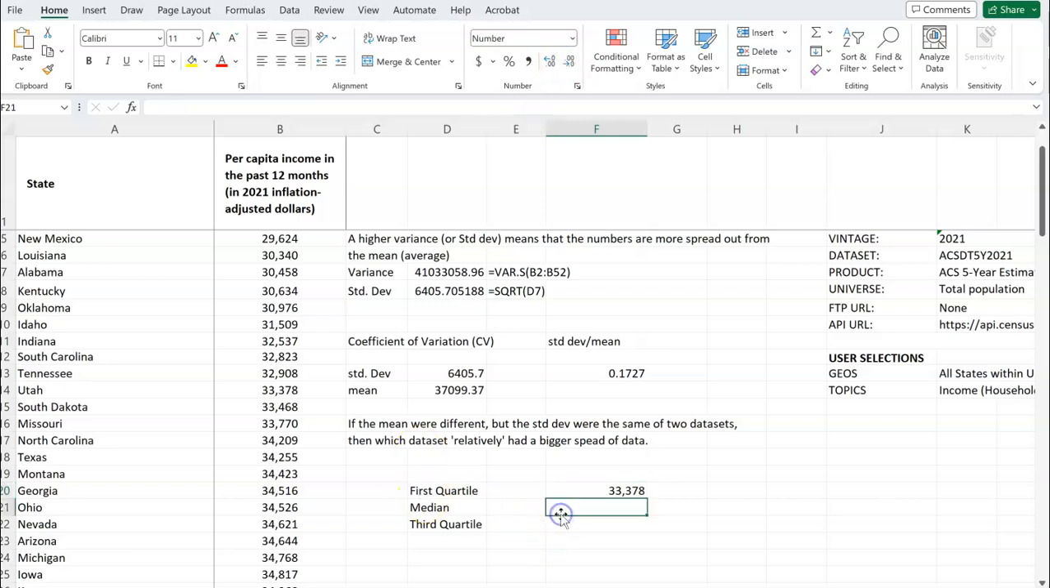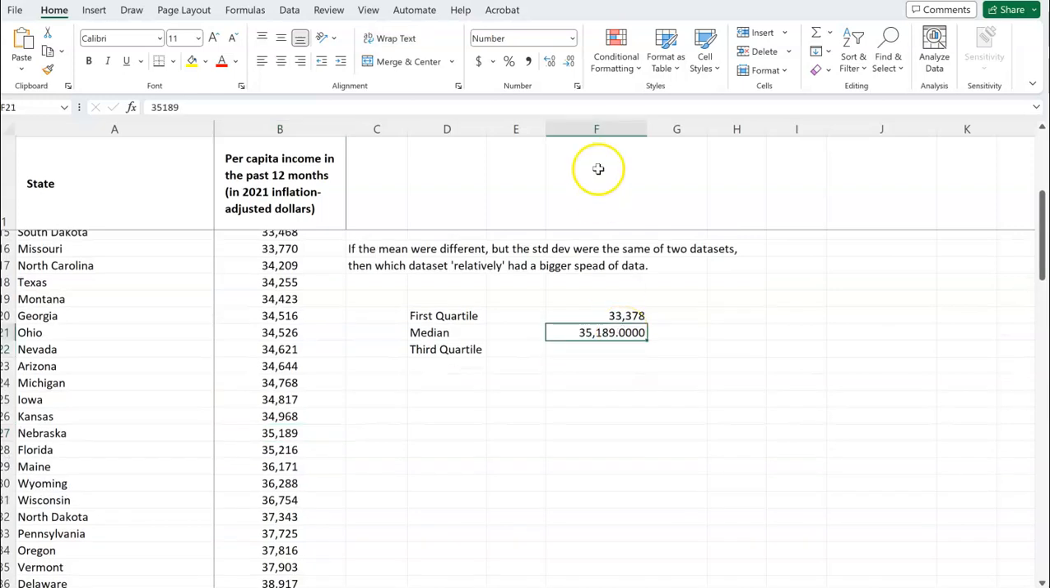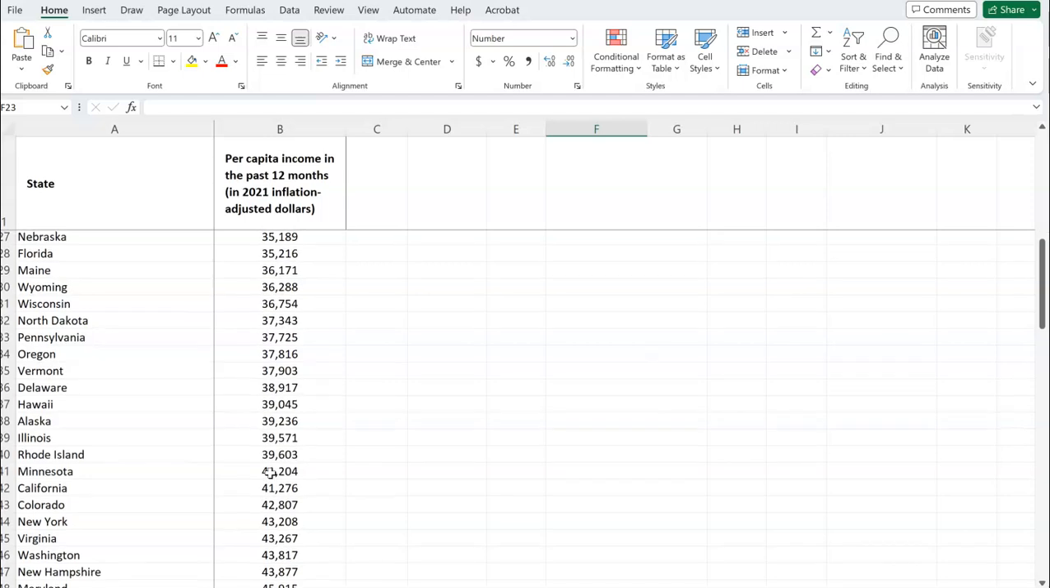The median, as we found out, was equal to 51 plus 1 divided by 2, which was the 26th value, which we go down to, and it is actually this number, 35189. And then finally, the third quartile is going to be equal to 3 over 4 times 51 plus 1, which comes out to be 39. So I will go down to the 39th value, which is Rhode Island's value, 39603.